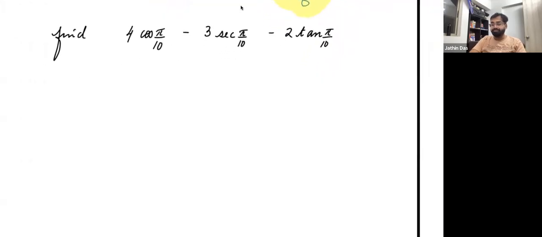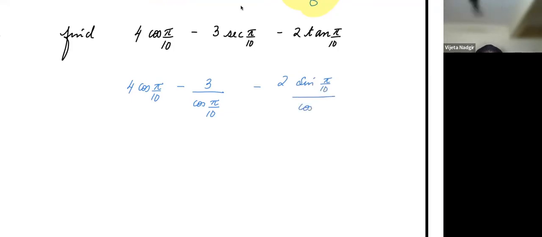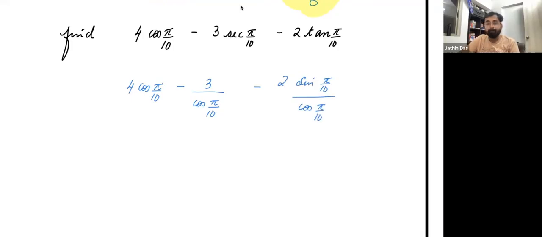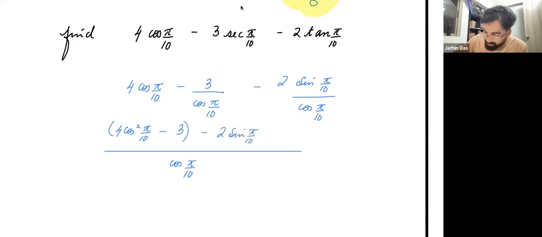Are you taking the LCM? Where? Here. Correct? Okay. Cos pi by 10, 4 cos square pi by 10 minus 3 minus 2 sin pi by 10. Is it correct till here?